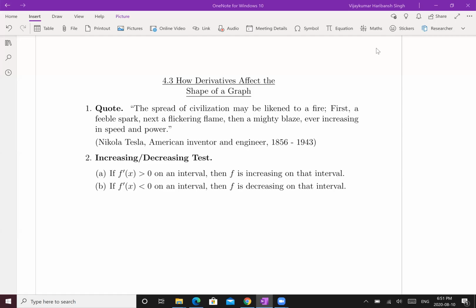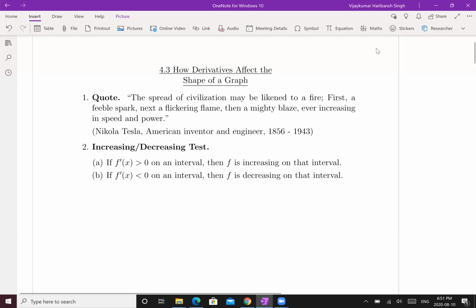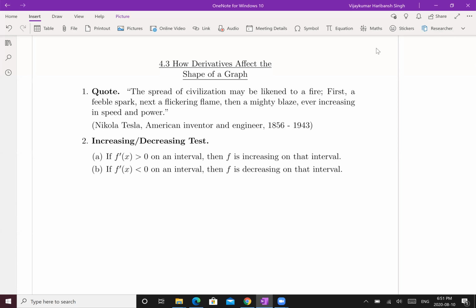So we are going to see now how derivatives affect the shape of the graph. So notice the following: if f prime x is greater than 0 on an interval I, then the function is increasing on that interval. If f prime x is less than 0 on that interval, then f is decreasing on that interval. So let's see by graph.